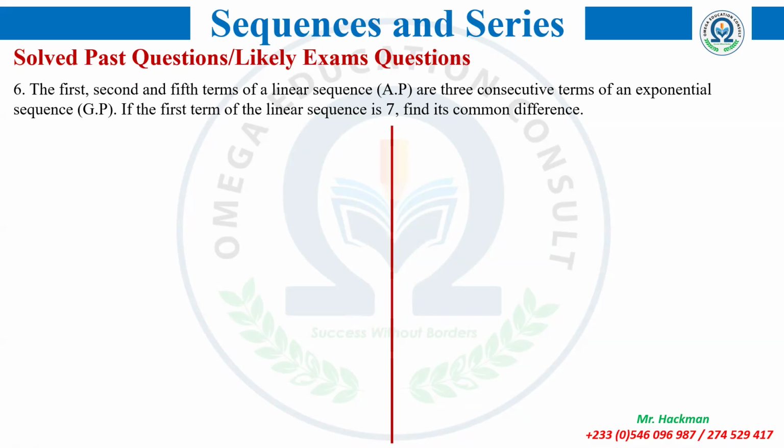We are told that the first, second, and fifth terms of a linear sequence, AP, are 3 consecutive terms of an exponential sequence. So this is all that we are going to extract, the first part of the question. So solution, question 6. The first, and that is U sub 1, am I right? So for your AP, this will be your sequence. U sub 1 is the same as A. Do you agree?